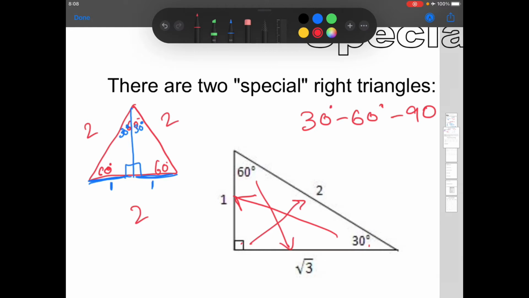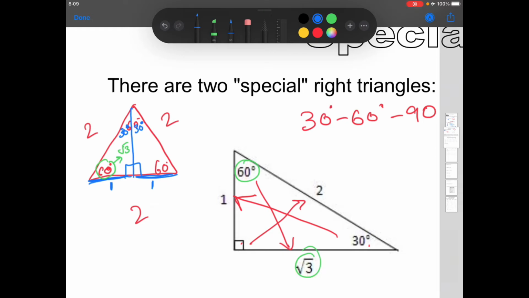So already you know this is 2, this is 1. Can you not find this side using your Pythagorean theorem? If you did that, a squared plus b squared equals c squared. You knew your c, that's your a, and it would be √3. So that's how you can come up with these sides. And look here: across from 60 is √3.